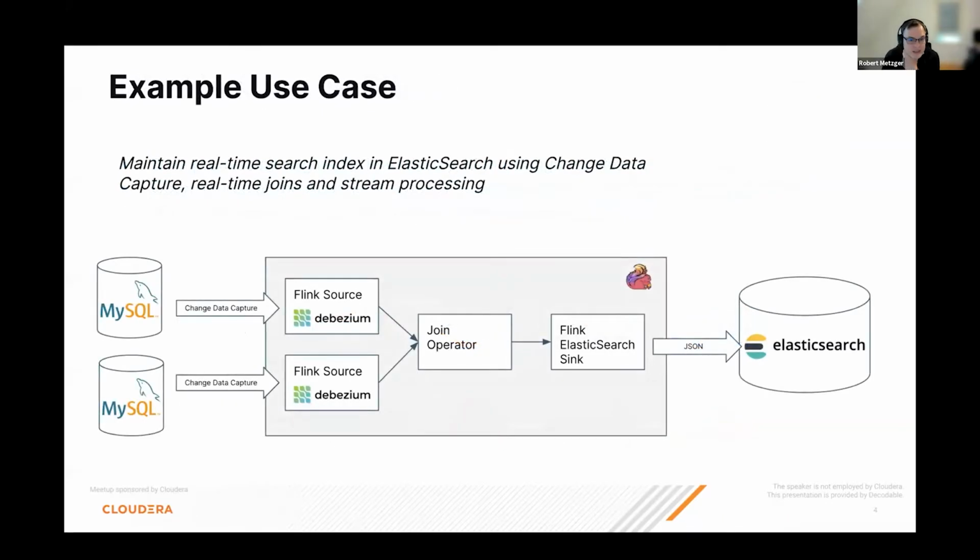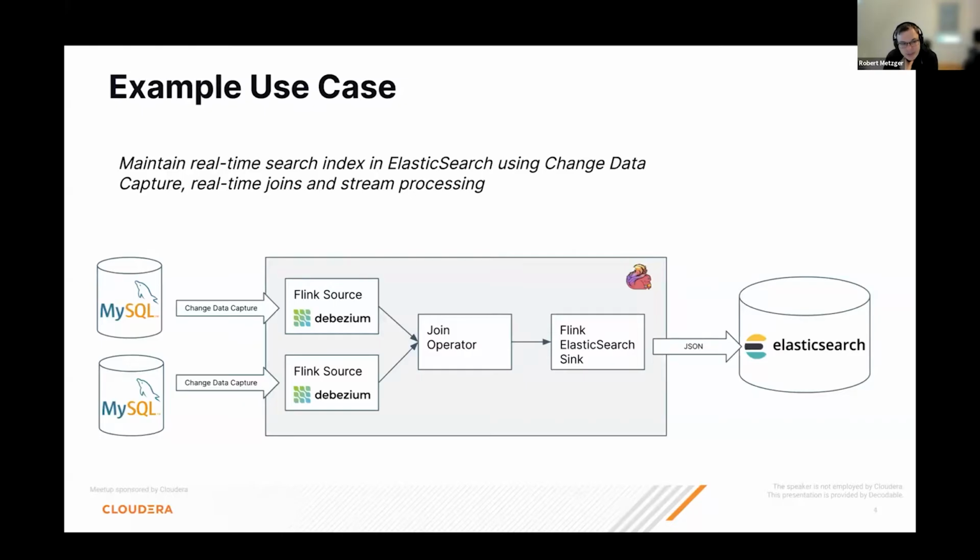So let's look at one example use case of what you can do with Flink. In this example, we have 2 MySQL databases, and we want to join tables from these databases and build a record that we will ingest into Elasticsearch. So say you don't want to overload your MySQL server with search queries from your users, and instead you want to do the search more efficiently with Elasticsearch.